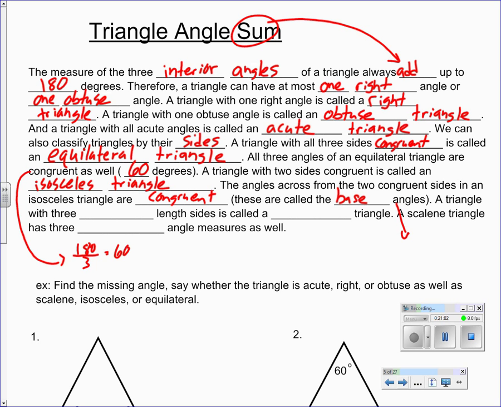So that looks like, if we have an isosceles triangle, it has two sides that are the same, and the angles that are across from those sides are congruent. These are called the base angles.